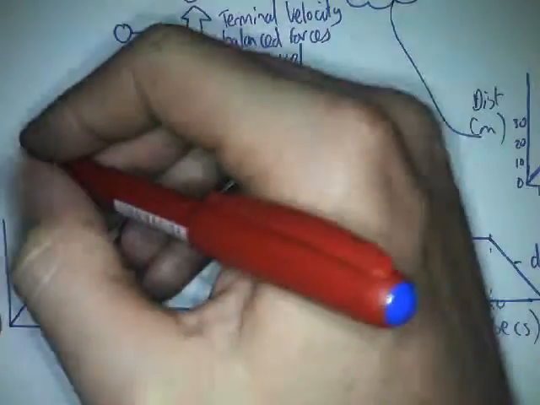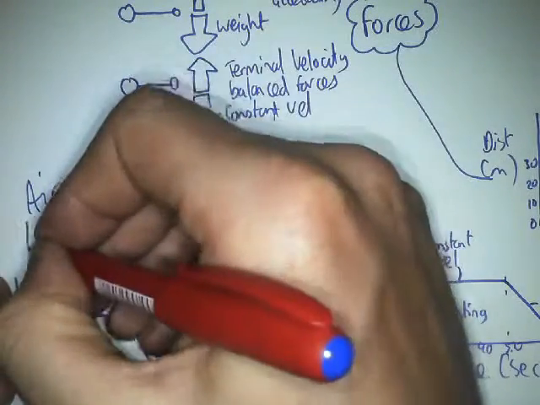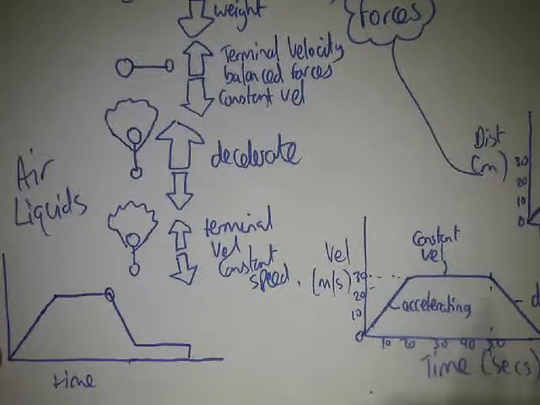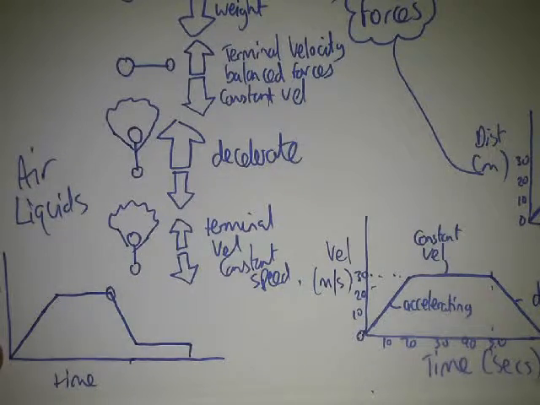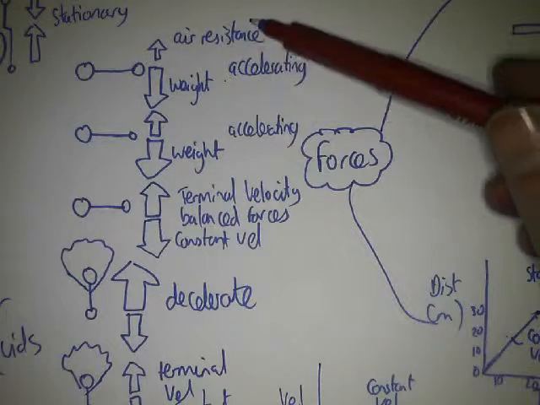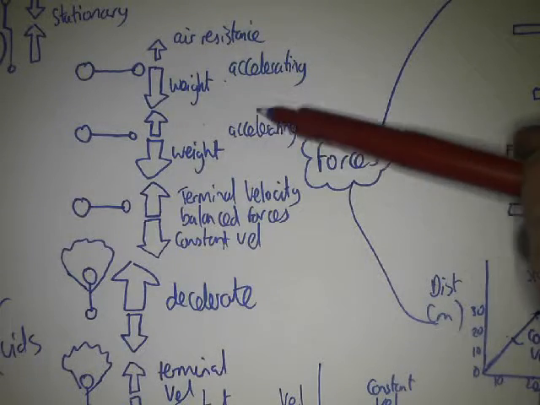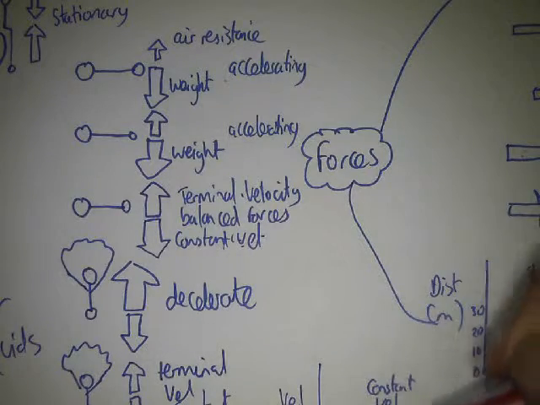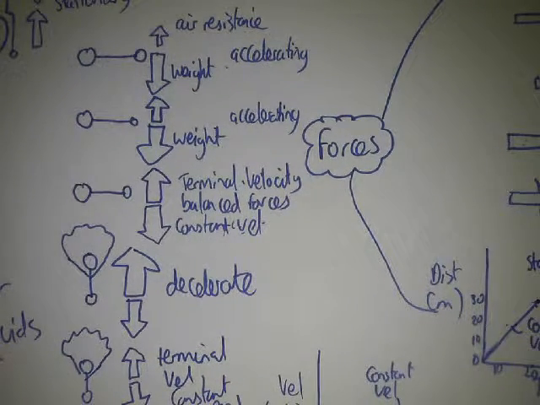Do not forget, people, this happens in air and liquids as well. So if I dropped a ball bearing into a tube of water or into the sea, it would reach terminal velocity. Same principles apply. If we're talking about these forces being unbalanced, accelerating, balanced, constant velocity, terminal velocity, that is where you're going to pick your marks up if you get a 6 mark question on there. Okay, have a go at the exam questions now.